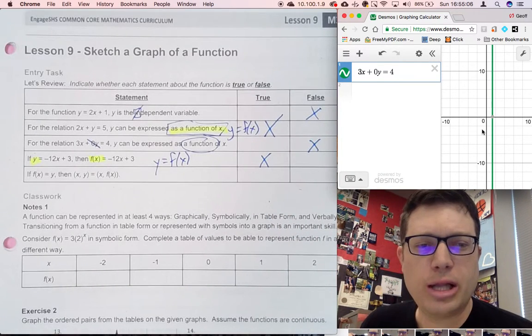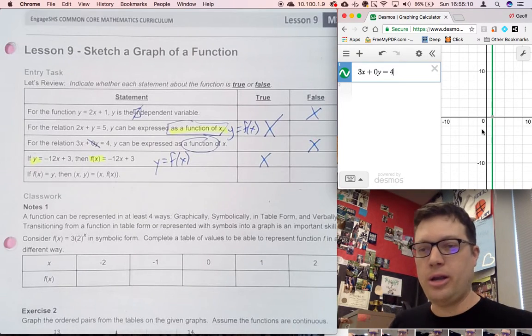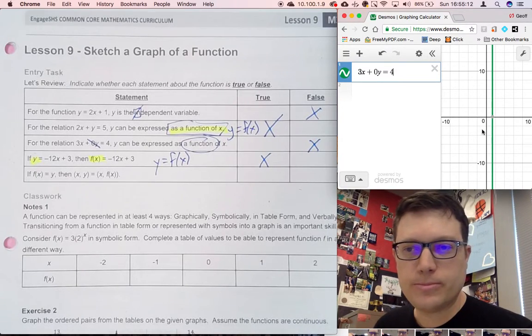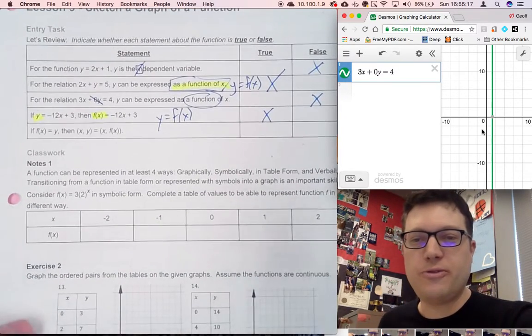All right, let you do the last one. You get to number 5. You can talk with a neighbor. You can pause and think about it, and then I'll move on. All right, that should be enough time. So a function can be represented in at least 4 ways.